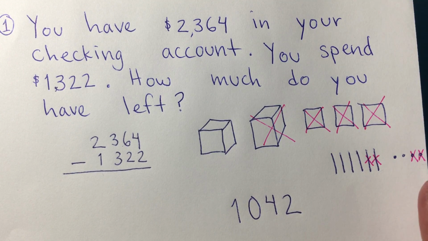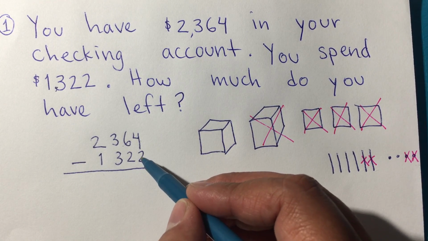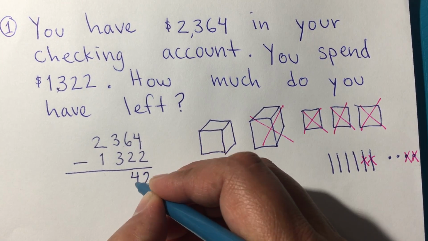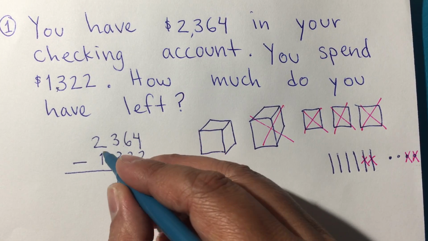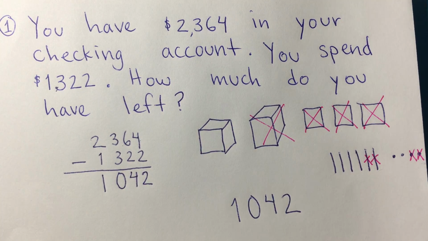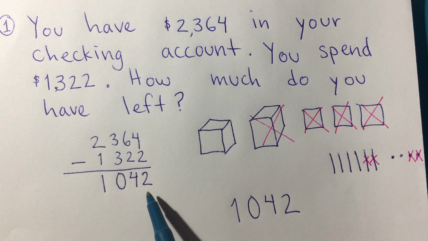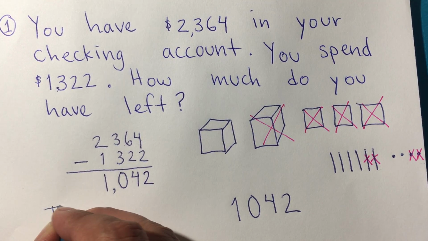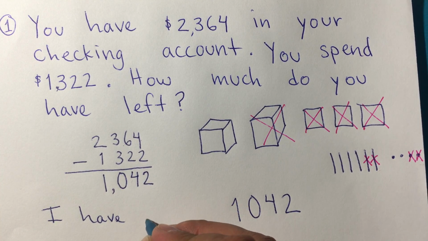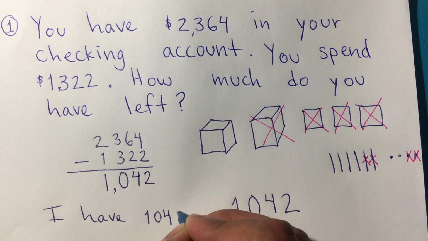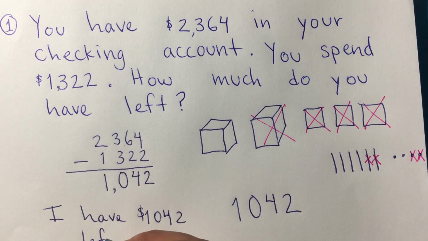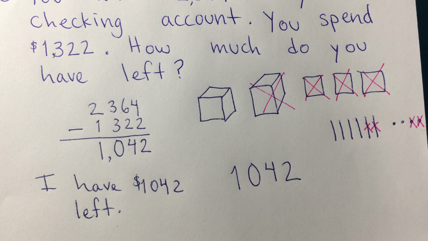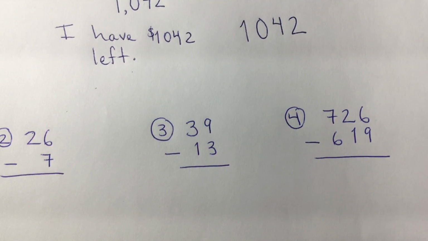Now, if we don't do it with the model, all we say is 4 take away 2 is 2. 6 take away 2 is 4. 3 take away 3 is 0. And 2 take away 1 is 1. If you notice, it's the same number. It's $1,042. And you can say, I have $1,042 left. So I'm not going to do all of them with the model, but the ones that I do, again, you're welcome to just forward the video and then keep going.